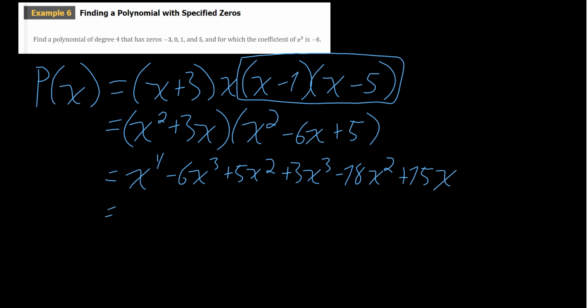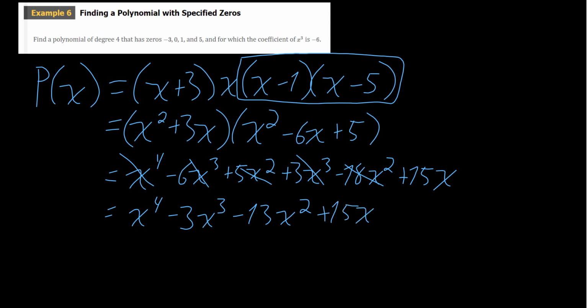Okay, and then combining like terms, I've got x to the fourth. For my cubes, I've got a negative 6x cubed and a positive 3x cubed, which gives me a negative 3x cubed. My squareds, I have a positive 5 and a negative 18, so I've got a negative 13x squared, and then I've got a plus 15x. Woo, okay.